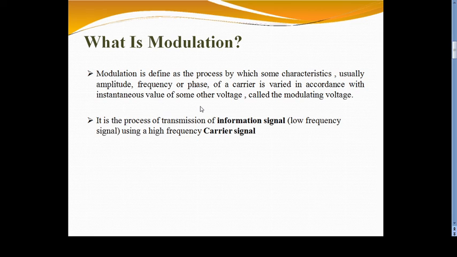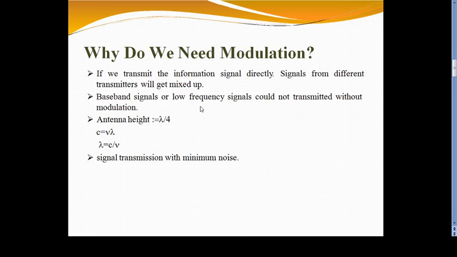That means modulation is an intermixing of two frequencies. One frequency is the modulating signal, which is a very low frequency signal, and the other, higher frequency is called the carrier signal, which carries the modulating signal over. That is called modulation. So what is the need? Why do we need modulation? If we transmit the information signal directly, signals from different transmitters will get mixed up.